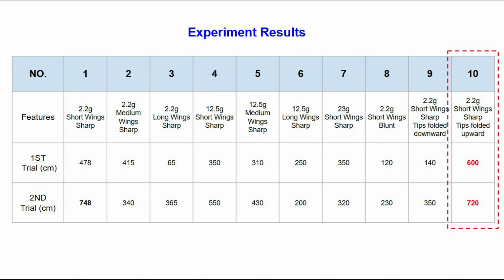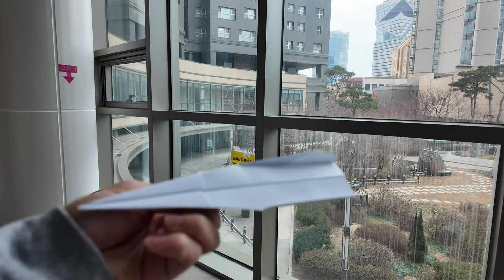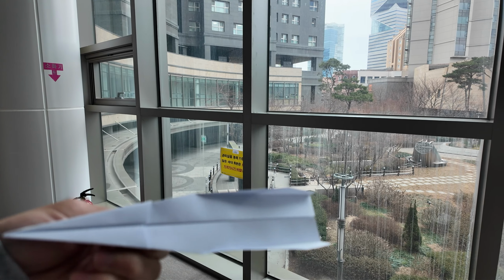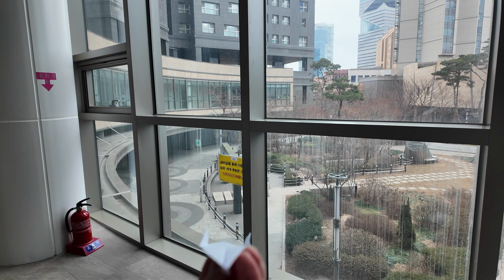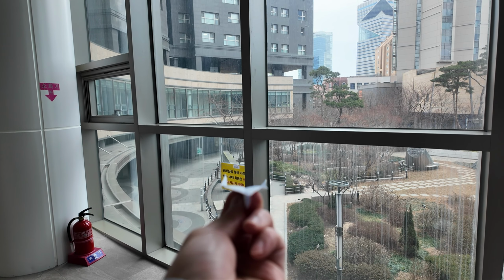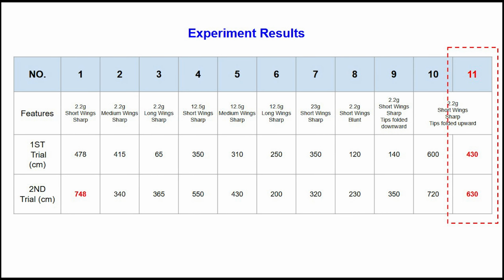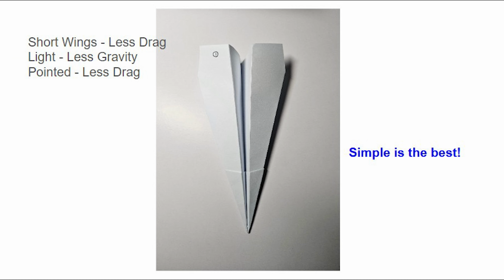Interestingly, when I folded the tips of the wings upward, the airplane flew more steadily forward than when I folded them down. I also tried making other airplanes with the wings folded in different ways, but they still didn't fly the farthest. In the end, I found that keeping the sharp wing shape to reduce drag was the best way to make the airplane fly the farthest.